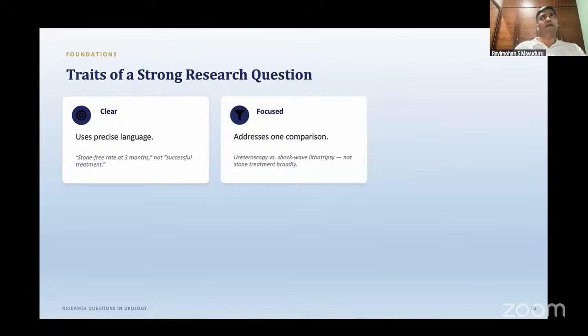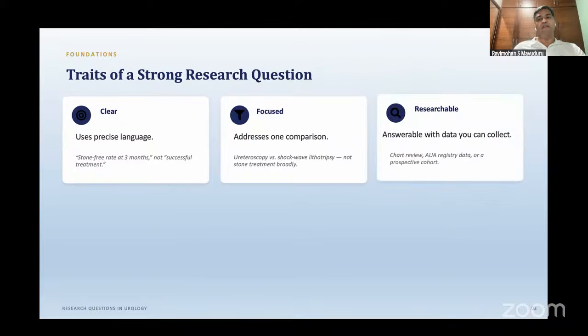You cannot say compare 100 things, or put, see, a stone treatment. It has to be more focused, if you want to compare ureteroscopy with shockwave, or let's say PCNL with ureteroscopy, or RIRS with flexible, RIRS with PCNL, it has to be a focused question. You have to define what you want to do. Then it should be researchable.